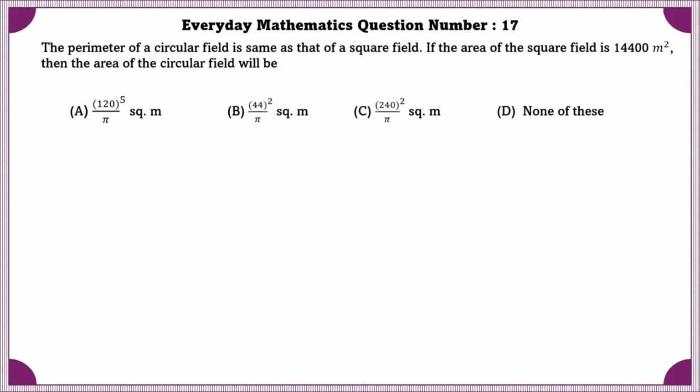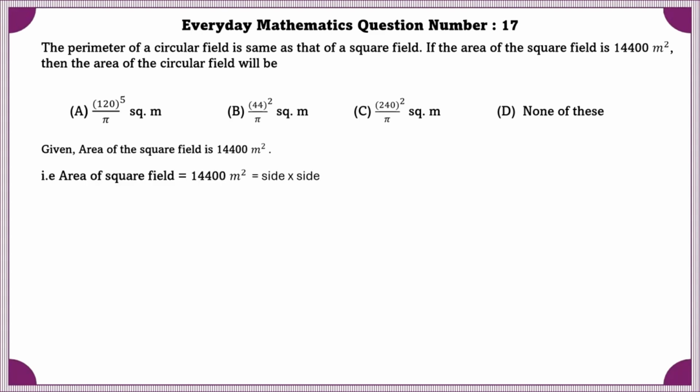Everyday mathematics question number 17. The perimeter of a circular field is the same as that of a square field. If the area of the square field is 14,400 meters square, then the area of the circular field will be, given area of the square field is 14,400 meters square.